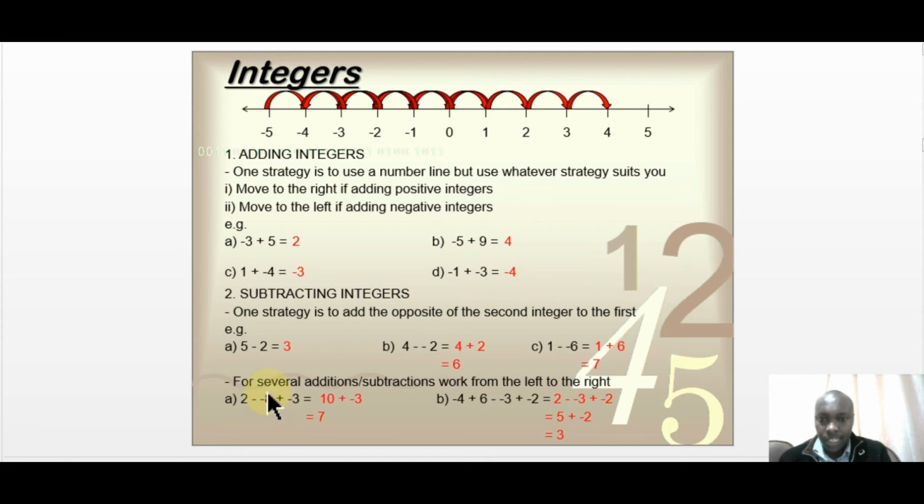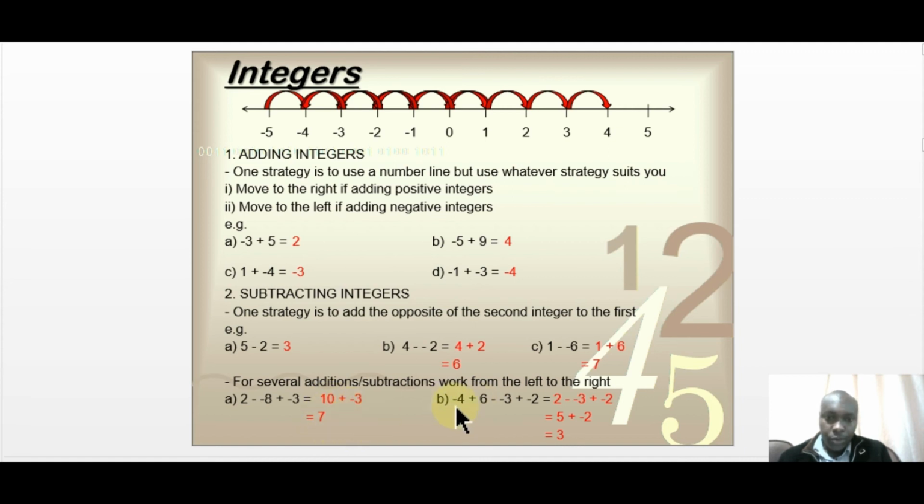Look at the second integer, which is negative 8. The opposite of negative 8 is 8. So 8 plus 2 will give us 10. For this part, the solution is 10. 2 minus negative 8 is 10. Then plus negative 3. So 10 plus negative 3, when you're adding a negative integer, we move to the left. We stand at 10 on our number line. Then we move 3 steps to the left. That gives us 10 minus 3, which is 7.